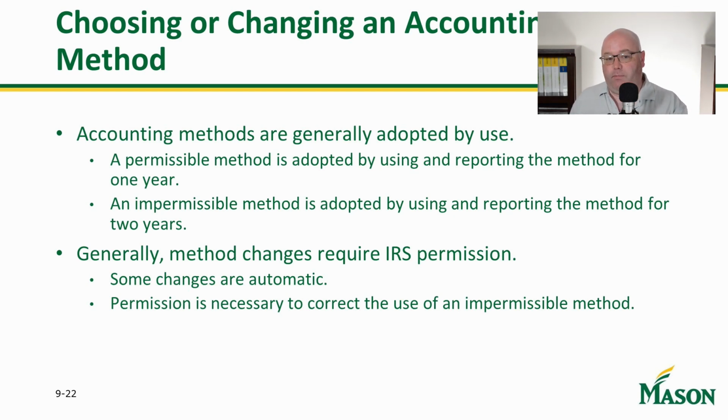If you want to go from an impermissible method to a permissible one like that, you can do that, and it's an automatic change. Usually you file the form. I don't know what the IRS does with them. For all I know, they go into a black hole. But usually if it's permissible and it's automatic, there's nothing to really deal with.